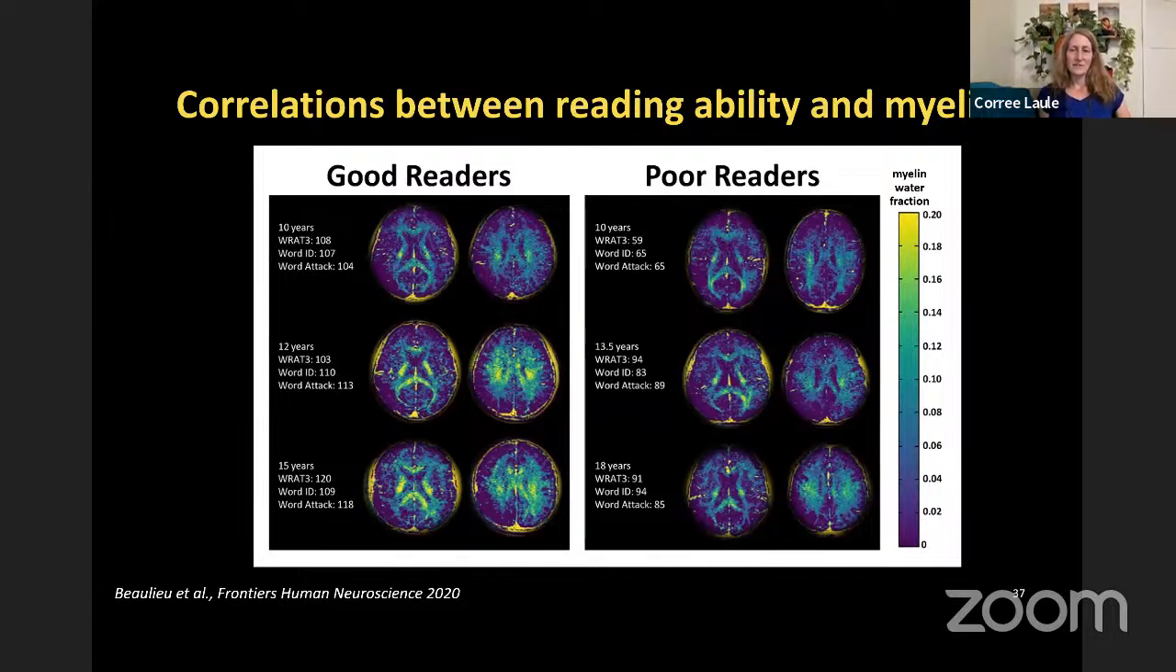Looking at children between the ages of 10 and roughly 18, they were scanned with myelin water, and also had cognitive testing done relating to reading ability, and then they were classified as good readers and poor readers based on these reading scores. This is just a visual representation of kids that were classified as good readers versus poor readers. And you can see that the good readers have much brighter myelin water signal relative to the poor readers. You can see that visually.